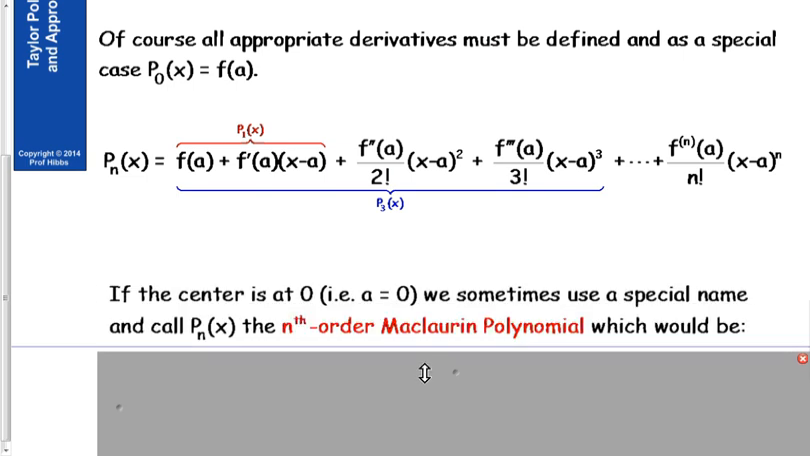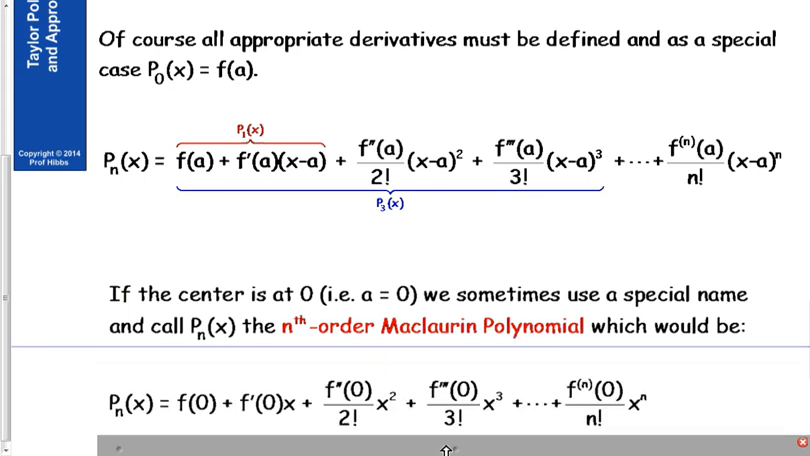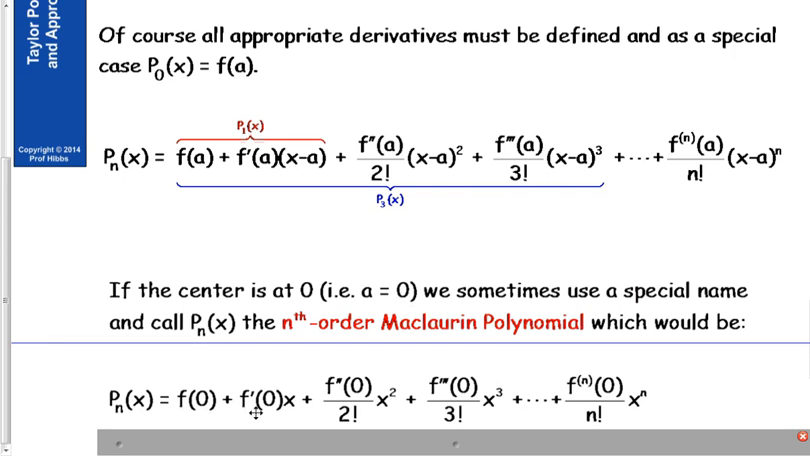That's what we'll be developing and using as we go through problems. Okay, so another note here: if the center is 0, that is, the a value we're given at the very beginning is 0, we sometimes use a special name for this nth order Taylor polynomial. When the center is 0, it's sometimes called an nth order Maclaurin polynomial. And of course, if it's an nth order Maclaurin polynomial, that means the a value is 0. So we have a 0 in this position.